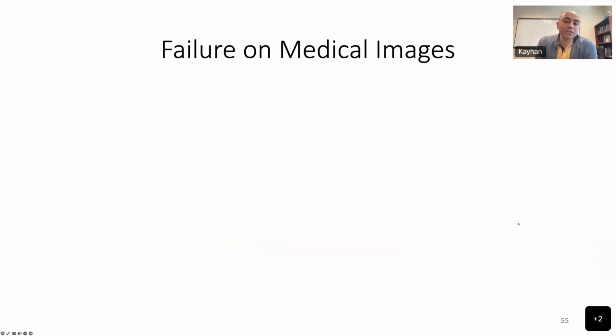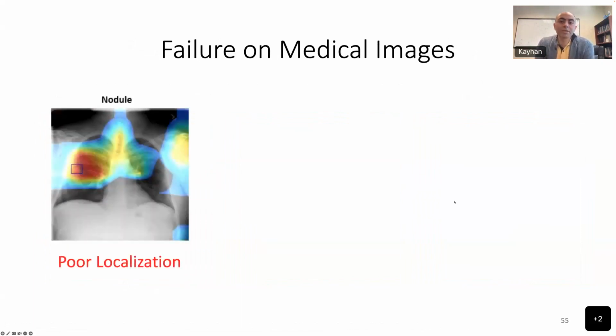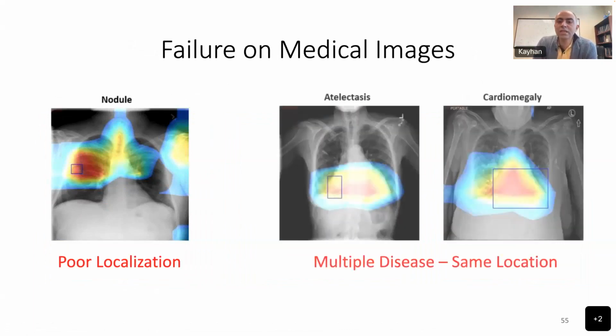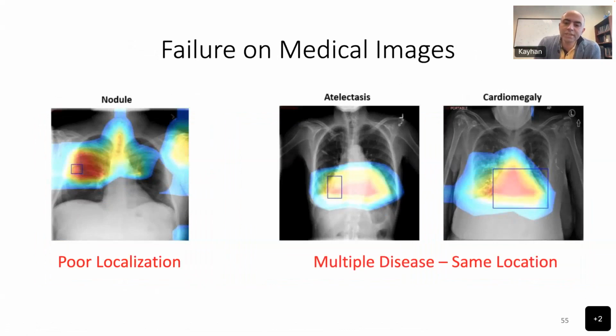However, application of such a method to medical imaging is quite problematic. It sometimes results in poor localization. In this case, we are talking about a nodule that is supposed to be very localized, but you see that GradCam produces a very diffuse result. In some other cases, different diseases occur in more or less the same anatomical location, which makes it very difficult for doctors to understand this GradCam approach for explaining the output of the black box.